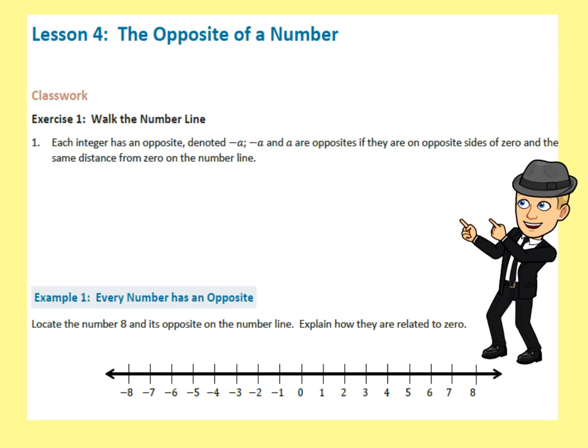Hello there, sixth graders. Today we're taking a look at the opposite of a number, lesson 4, and it is on page 31 of your book, 31. And as we take a look at this, the first thing I want to ask you is, if I said to you, give me the opposite of hot, what would you say?